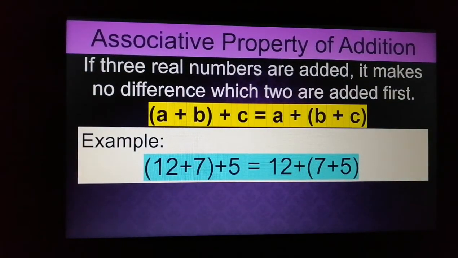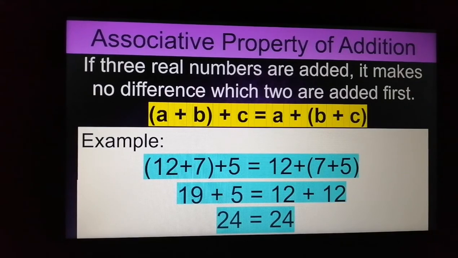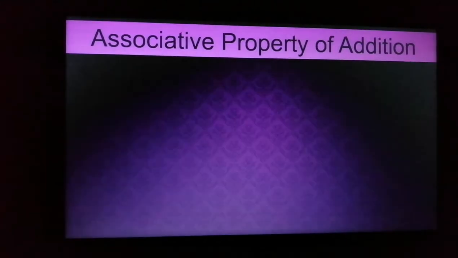The quantity of 12 plus 7 plus 5 is equal to 12 plus the quantity of 7 plus 5. So, as you observe, ang nakagroupings ay si 12 plus 7 sa unahan at sa huli naman si 7 plus 5. So, we have here 12 plus 7 is 19 plus 5 is equal to 12 plus 7 plus 5 is 12. So, ano kayang magiging answer? Yes, it is 24 parehas. So, 24 is equal to 24.